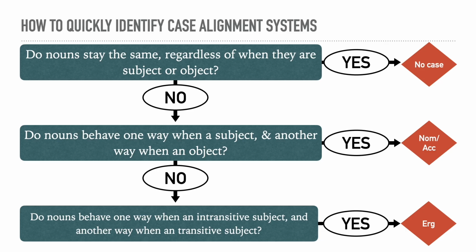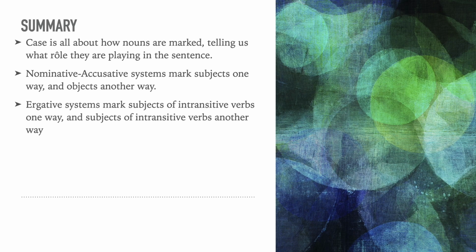So in summary, case is all about how nouns are marked, telling us what role they're playing in the sentence. Nominative accusative systems mark subjects one way and objects another way, whereas ergative systems make subjects of intransitive verbs look one way and subjects of transitive verbs look another way.